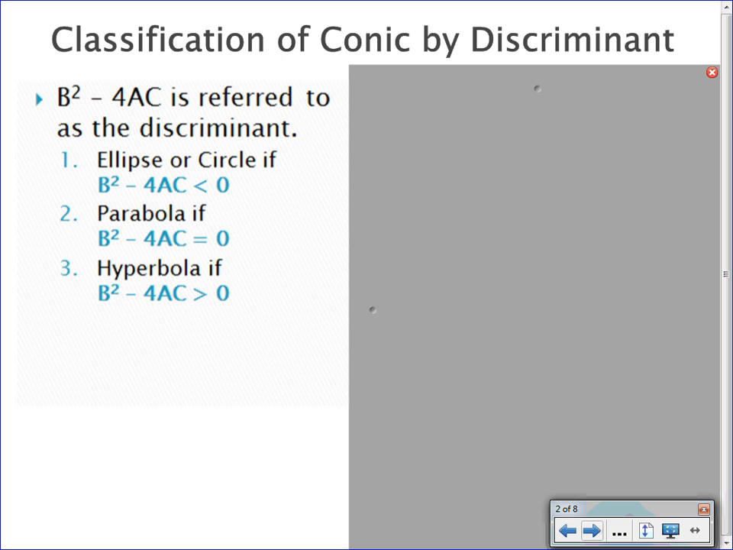It will look the same, only if it's at the origin. If it's not at the origin, rotating it will look different. Okay. So if b squared minus 4ac is negative, we have an ellipse or a circle. You need to write both. If it's not a rotation, you have to specify which is which. If b squared minus 4ac is 0, it is a parabola. And if b squared minus 4ac is positive, we have a hyperbola.